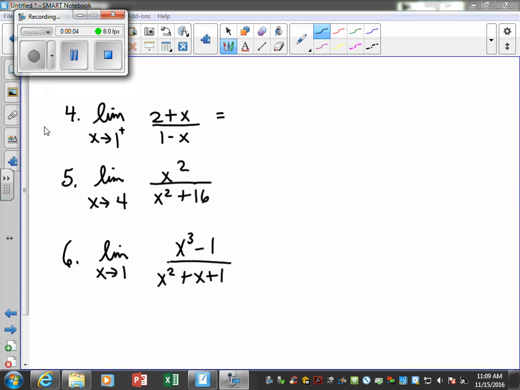Okay, we're just going to practice some more examples here. So if you want to write 4, 5, and 6 down and then pause it and attempt to work them on your own, and you can check your answer.